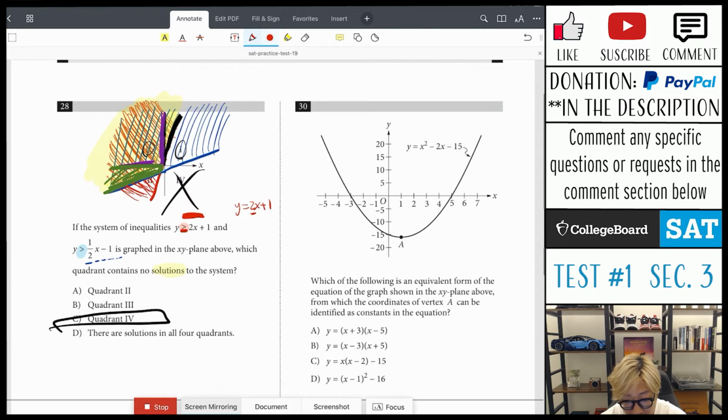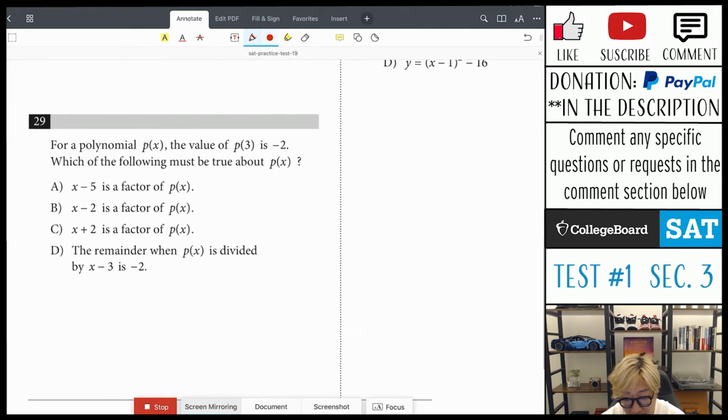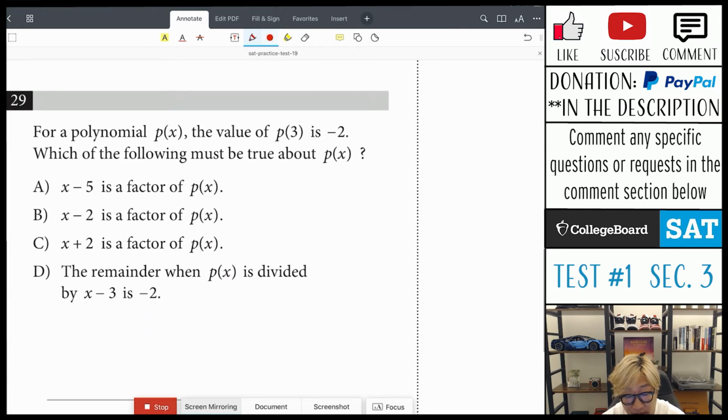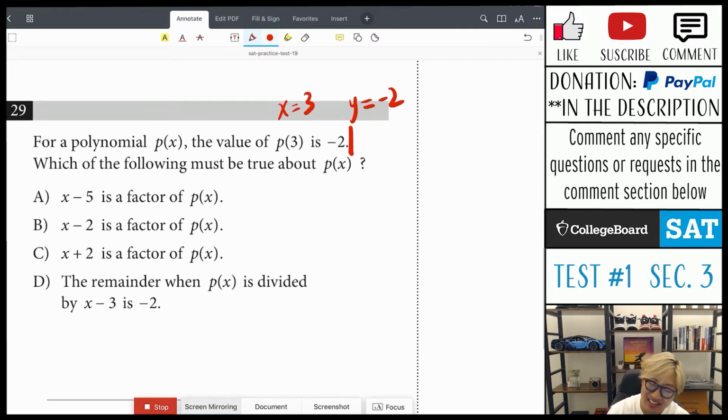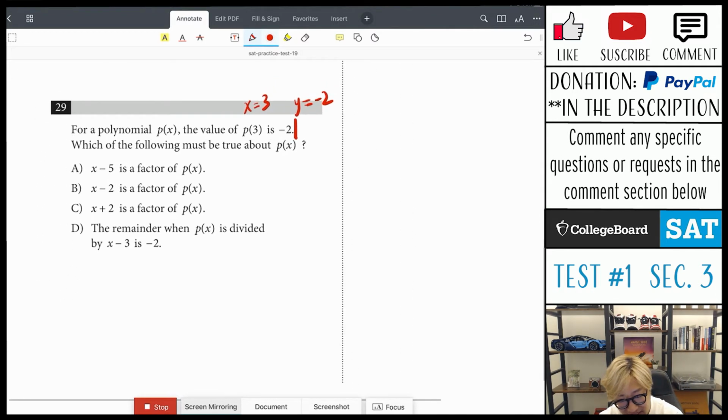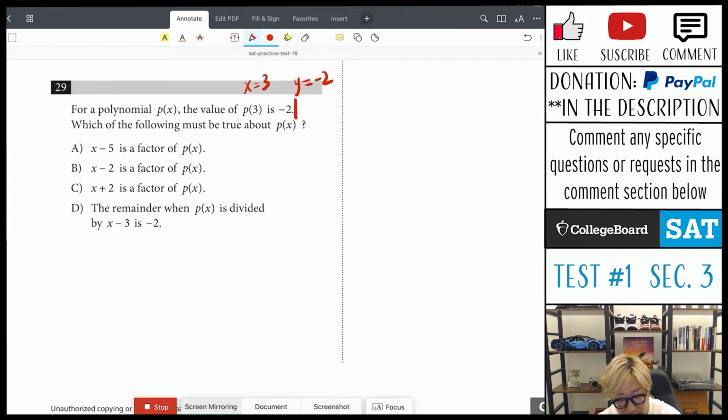Alright, number 29. For a polynomial p of x, the value of p of 3 is -2, aka when x is equal to 3, then y is equal to -2. Which of the following must be true about p of x? Well, here's the thing. Let's think back to that example we always talk about, like x squared minus 4x plus 3. This is a typical quadratic equation we always do.